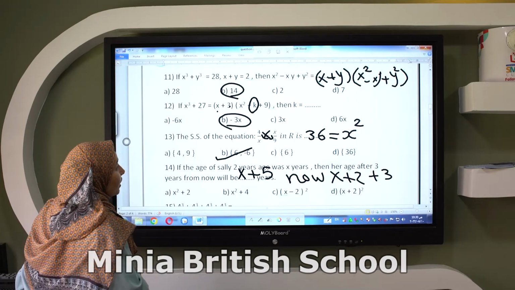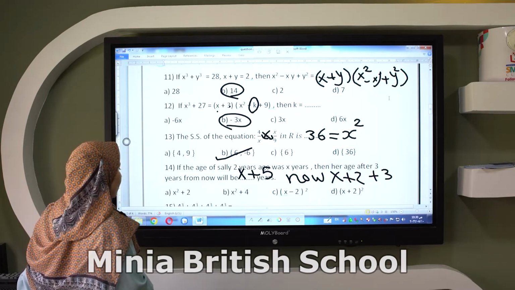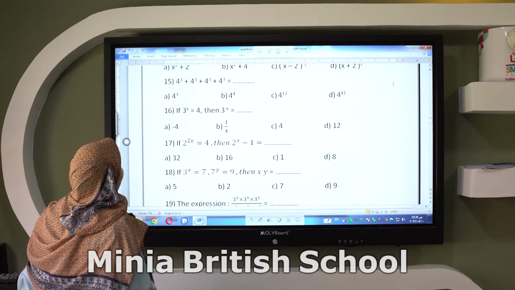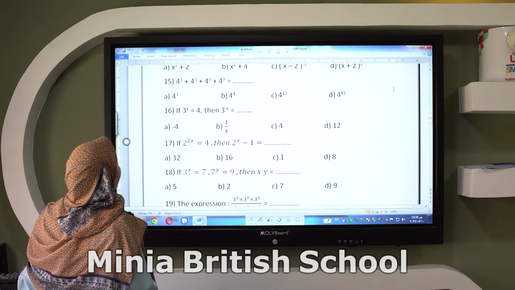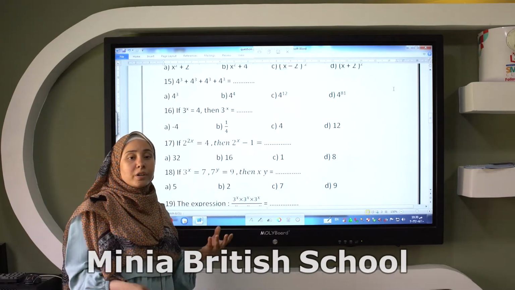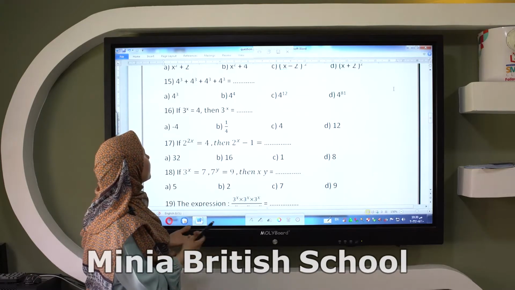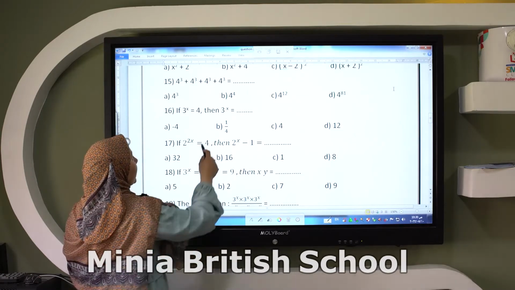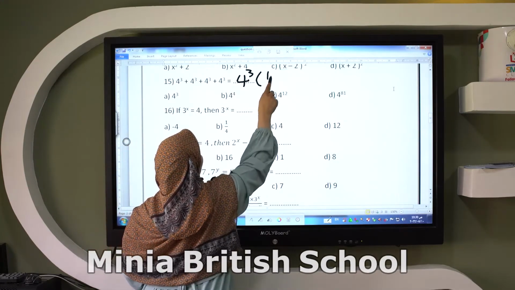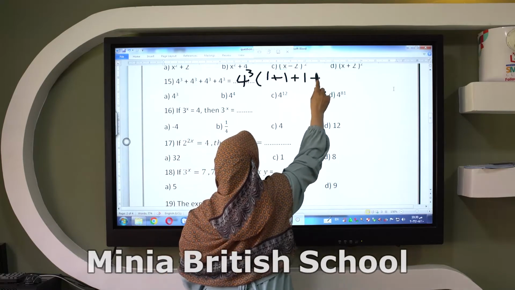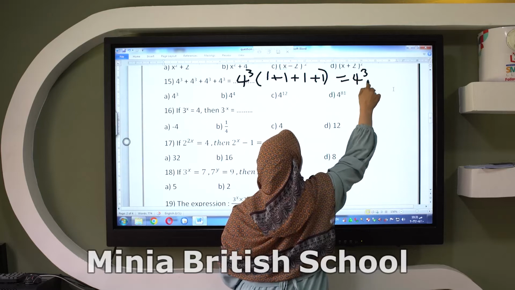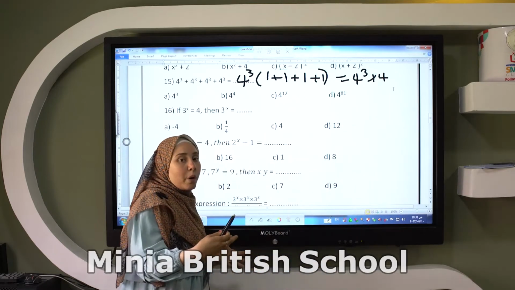Number, the next one: 4 power 3 plus 4 power 3 plus 4 power 3 plus 4 power 3 equals what? Okay, you can take 4 power 3 as a common factor. We get 1 plus 1 plus 1 plus 1, all of them equal 4. So 4 power 3 times 4 equals 4 power 4.